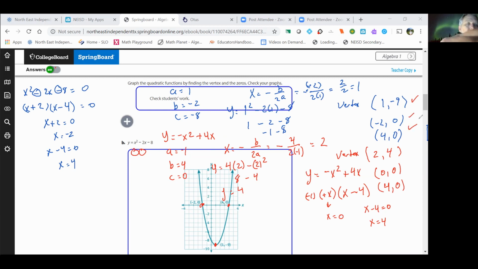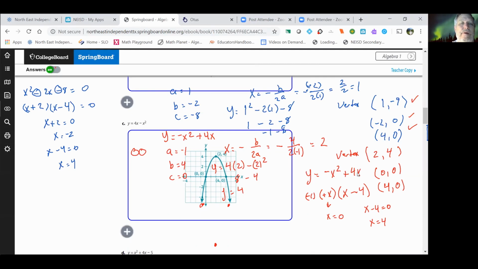So let's go ahead and look at C. All right, looking at item C, and looking at the graph, it's kind of mixed in there, so I'll just go ahead and do this in blue. So the vertex we had was at (2, 4). So it's at (2, 4). There you go, right there.